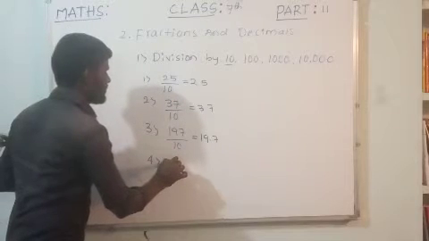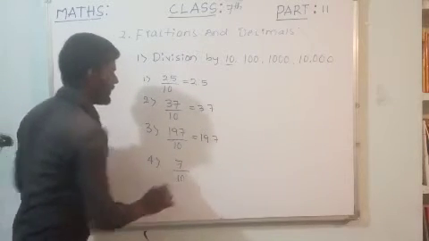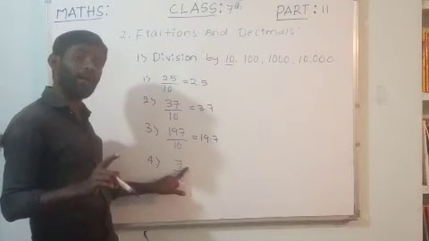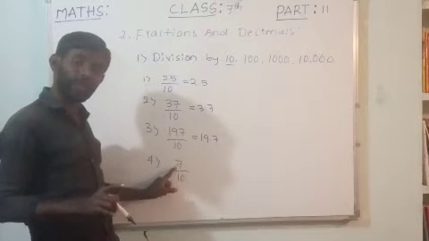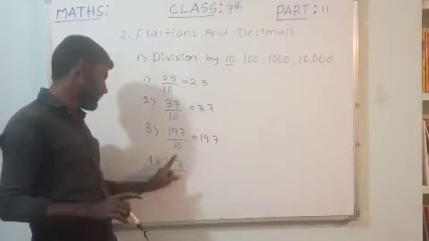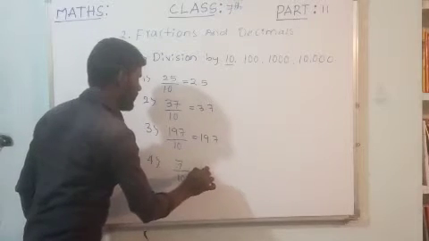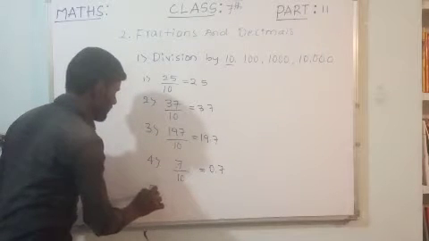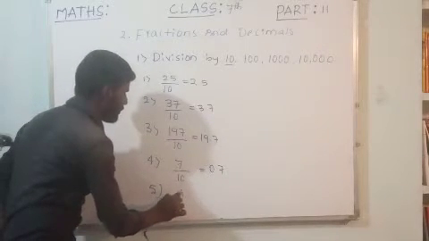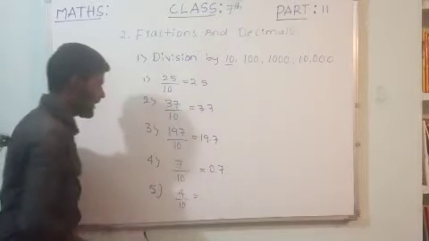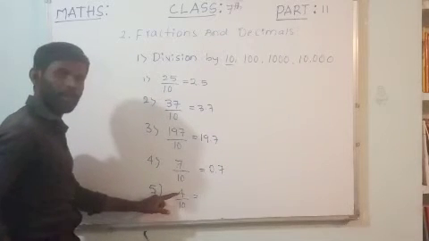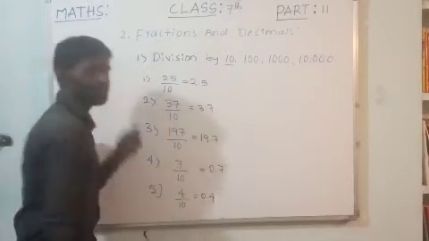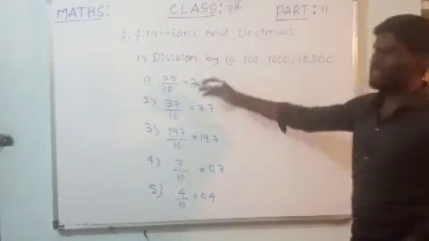Example 4, suppose 7 by 10. Here in the denominator only 10. From the left side, after the decimal place 1, here one place, we give the decimal point, that will be 0.7. Suppose example 5, dear children, 4 by 10. Here only 10. After one decimal place in the numerator, that is 0.4.